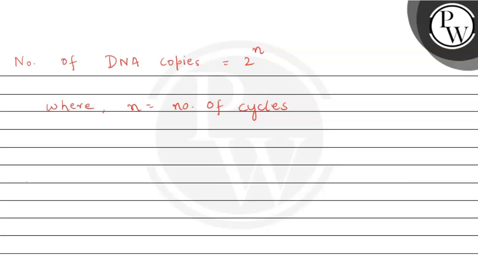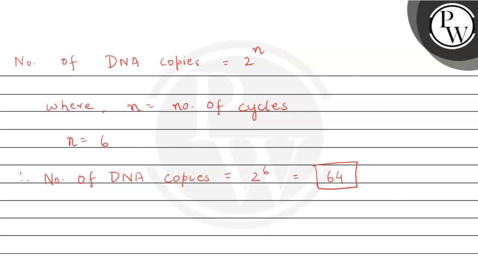So, since here in the question it's given that n is equal to 6, that is the PCR technique is repeated for 6 times, so there are 6 cycles in total. Therefore, the number of DNA copies which are formed is equal to 2 to the power 6, which is equal to 64. So we can say that the number of copies of DNA which will be formed after repeating the cycle for 6 times will be 64.